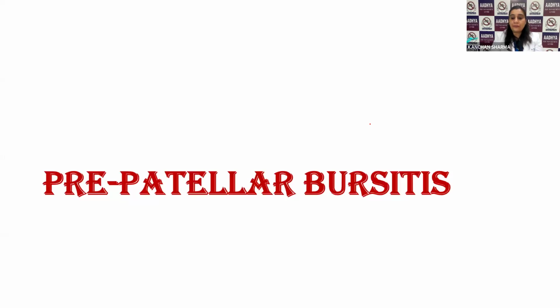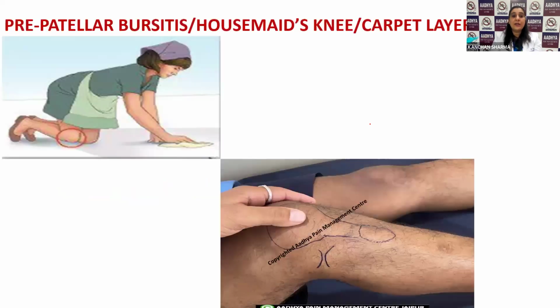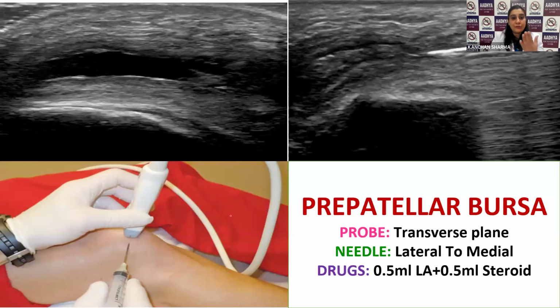Fine. Now coming to prepatellar bursitis. Another name for prepatellar bursitis is housemaid's knee or carpet layer's knee. Housemaids, how they are mopping the floor, right? So you are having continuous friction there, and that is the reason you are going to have a collection inside the prepatellar bursa. Usually these patients will have pain over the patella. And if you happen to scan these patients under ultrasound, this is how it looks.